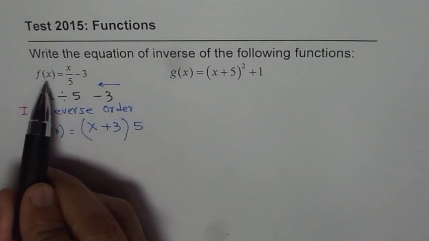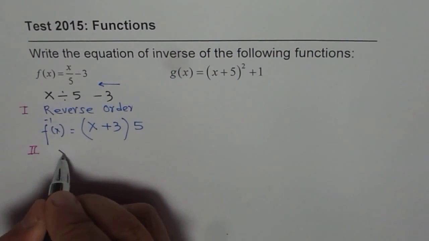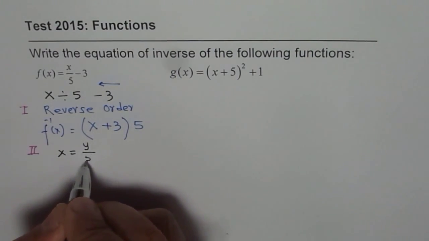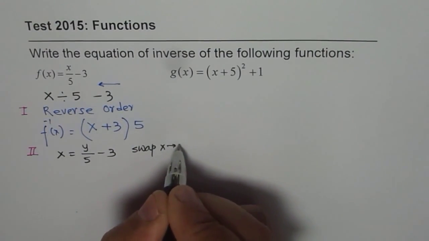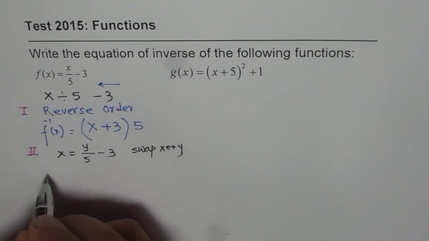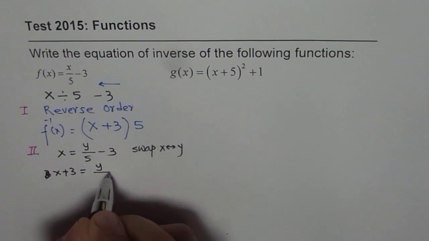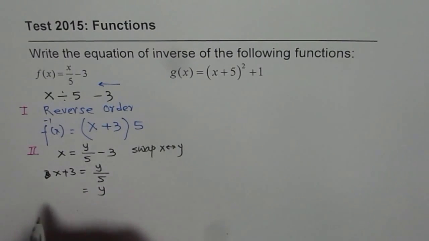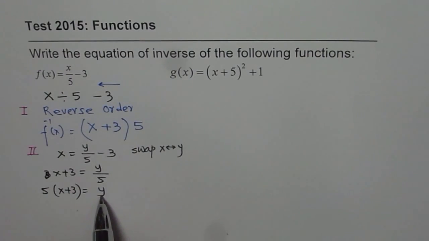And now let's do method 2. Method 2: this is y equals x over 5 minus 3. So instead of y, we'll write x equals y over 5 minus 3. So we swap x and y. That is the first step, correct? And then solve for y. So we can solve by bringing 3 here. So it becomes x plus 3 equals y over 5, or we get y equals 5 times (x plus 3), correct? So that means f inverse is 5 times (x plus 3). We get the same equation. Perfect. So that is how you do it, right?